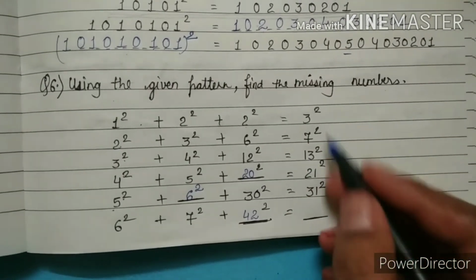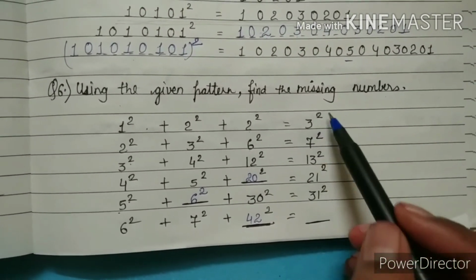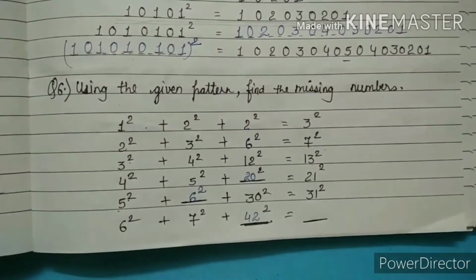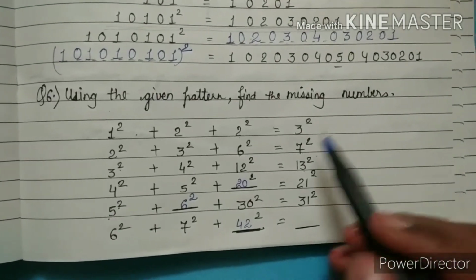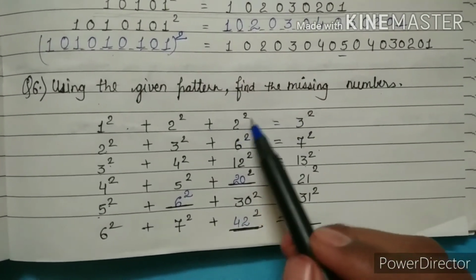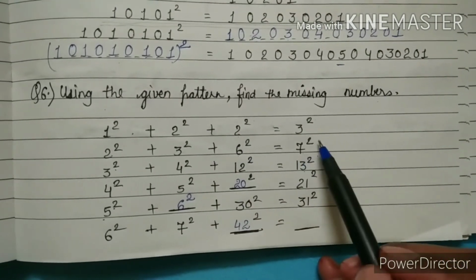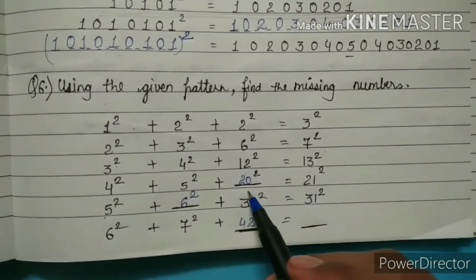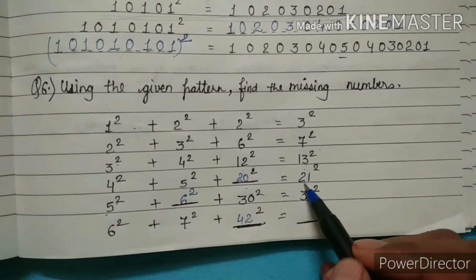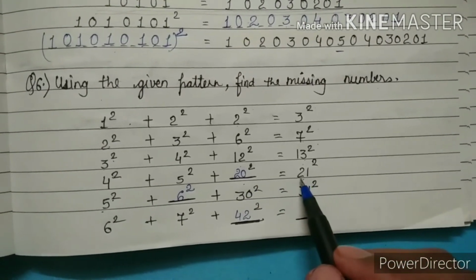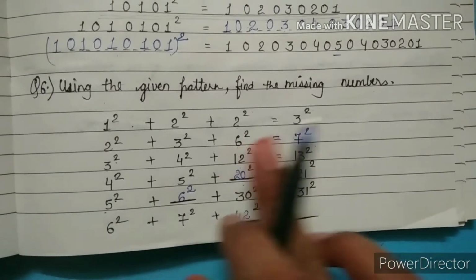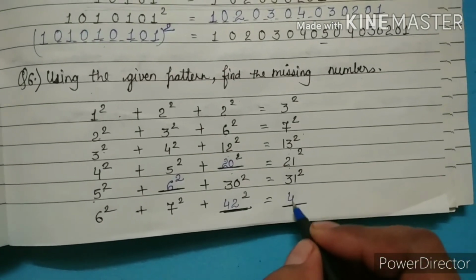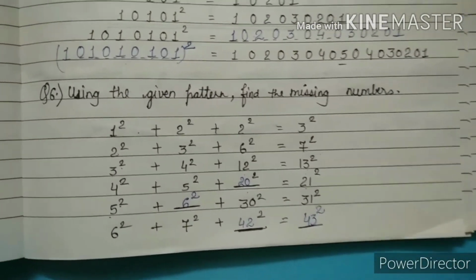Now the last number that is missing. Here we have 3 square, 7 square, 13 square. Is there any relationship between this line and this section? Let's recognize. Here we have 3 square, here 2 square; here 6 square, here 7 square; here 12 square, here 13 square; here 20 square, here 21 square. It means they are consecutive numbers. After this number, the next comes. It means 20, 21, 30, 31, 42, 43 will come here. So here we completed question number 6.